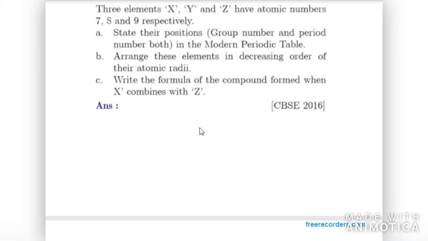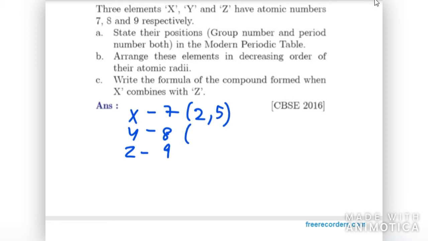The next question is: three elements X, Y, and Z have atomic numbers 7, 8, and 9. So let's write the atomic numbers for X, Y, and Z. X is 7, Y is 8, and Z is 9. First of all I will write the electronic configuration for all. For the first it is 2, 5, for 8 it is 2, 6, and for the last one it will be 2, 7.